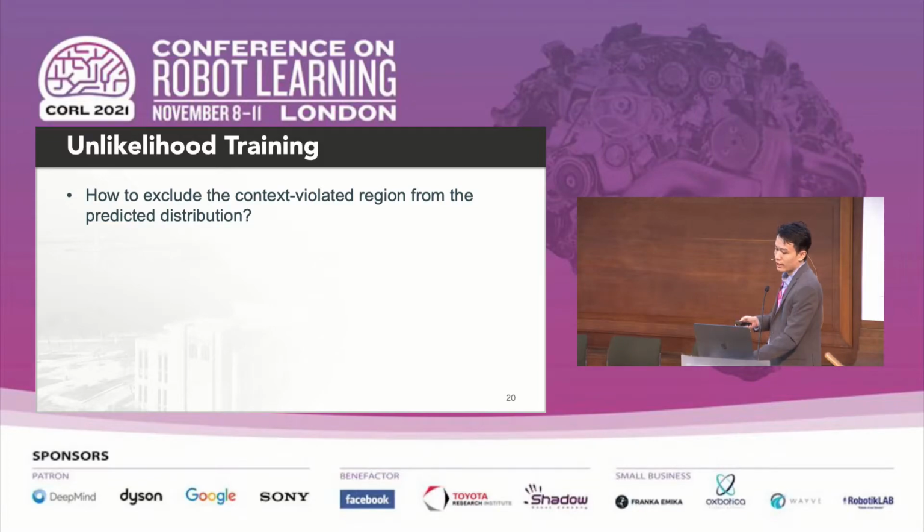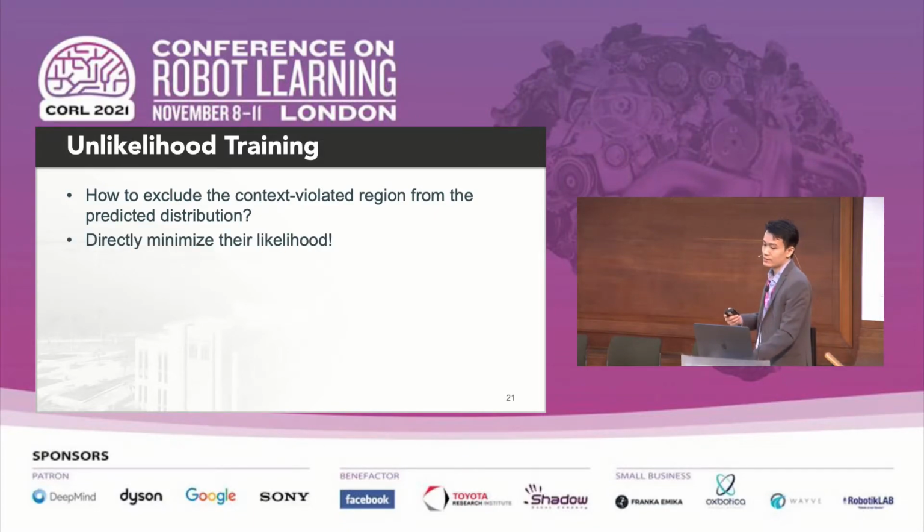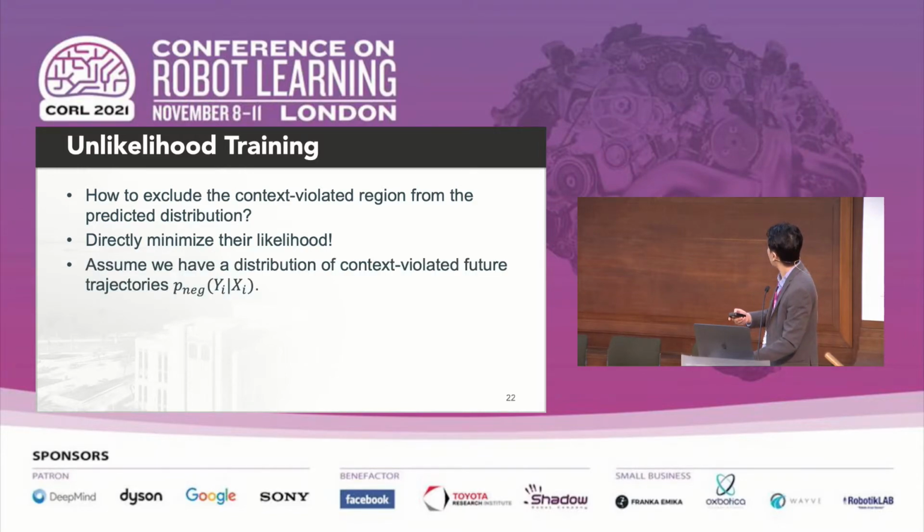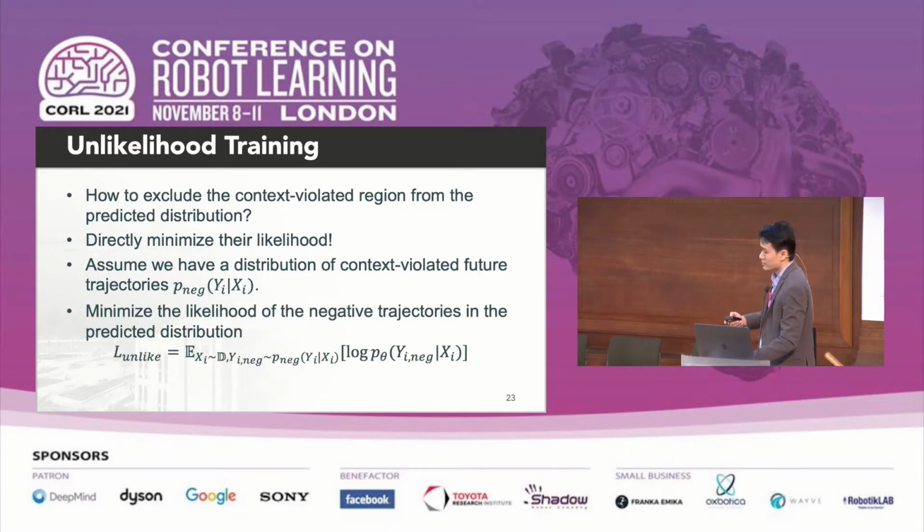So we have a first question. How to provide a learning signal that can exclude the context-violated region from a predicted distribution? Inspired by the positive and negative data pairs in contrastive learning and unlikelihood training, a simple but reasonable way is to directly minimize the likelihood of the context-violated region. Let's first assume we already have a distribution of context-violated future trajectories, P neg of y conditional on x, and we can sample negative trajectories from it. So, similar to MLE, but in the opposite direction, we can just minimize the log likelihood of the negative trajectories in the predicted trajectory distribution.